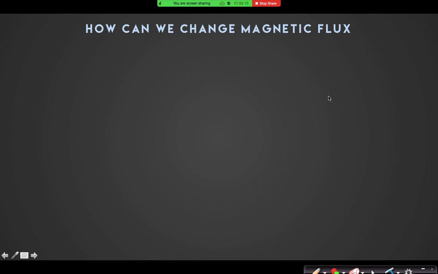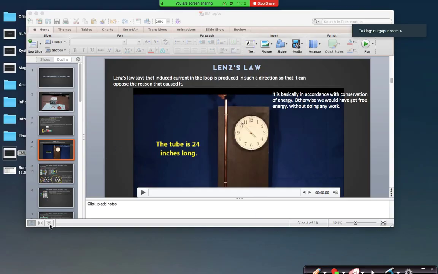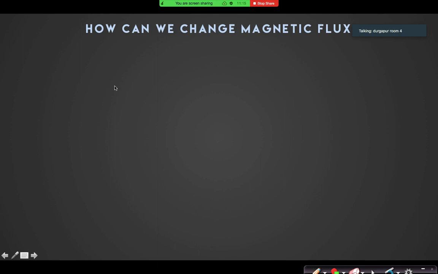Now, how can we change the magnetic flux? That we will discuss in this class. Look, there are different ways. You can see that magnetic flux is equal to B dot A. We discussed in the last class that, just like electric flux, the magnetic flux can be written as phi equals B dot A, or the integral of B dot dS.